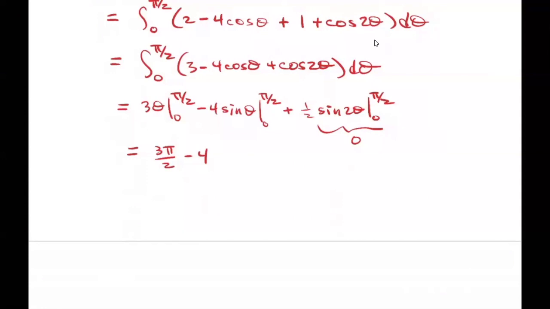Sine of 0, check your math. Cosine 0 is 1.